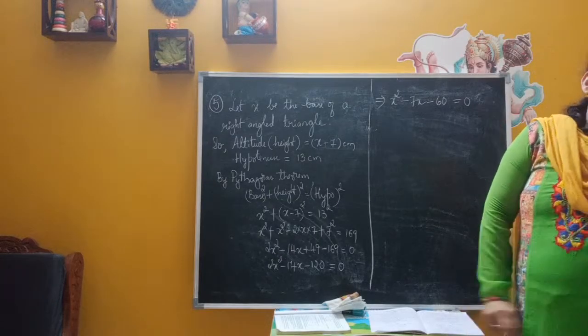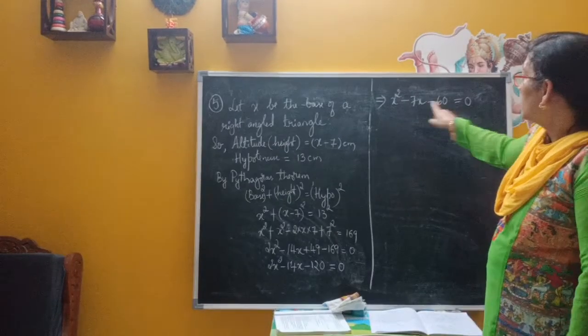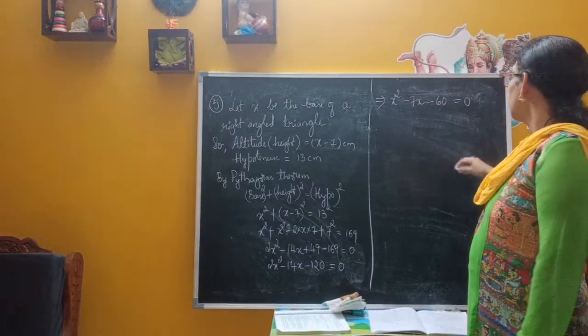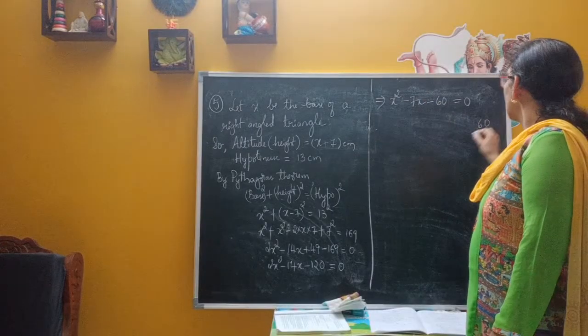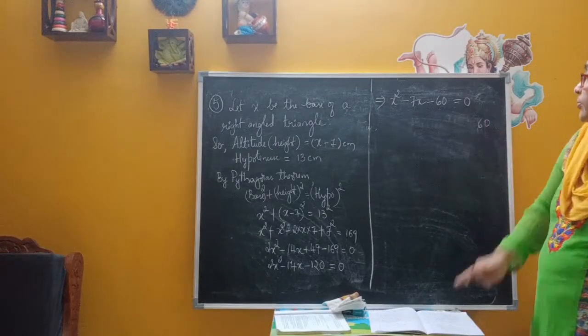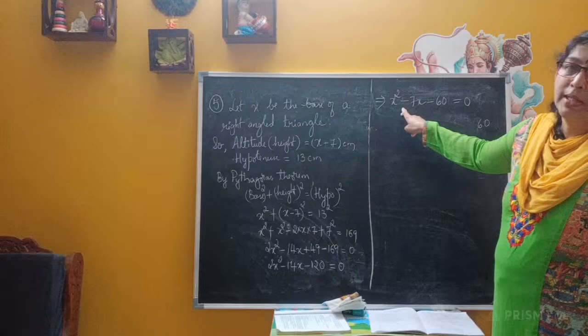Now easy to solve. So here we have the constant 60 and the coefficient is 1. So 1 into minus 60 is minus 60. So the product should be minus 60. When you multiply two numbers, we should get minus 60. And when we add them, we must get minus 7.